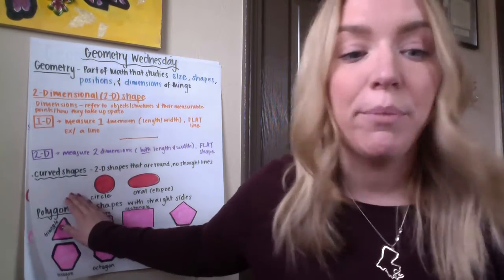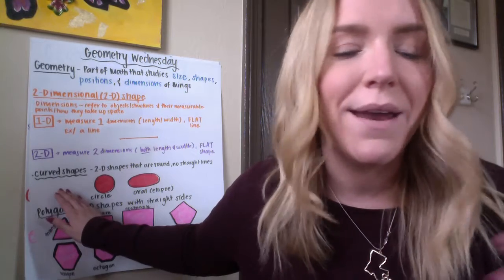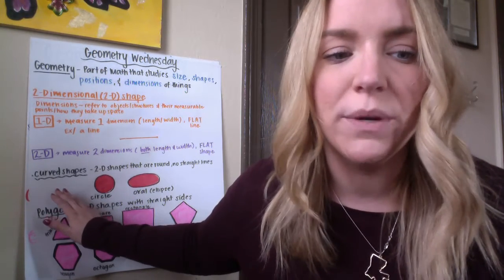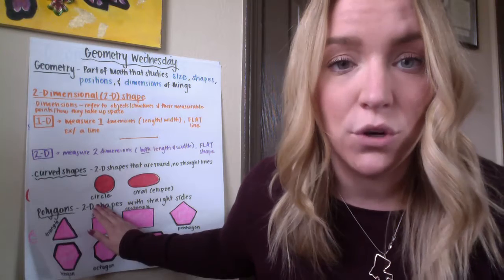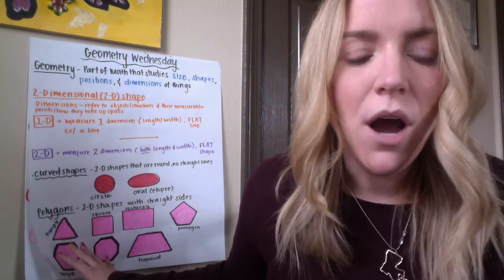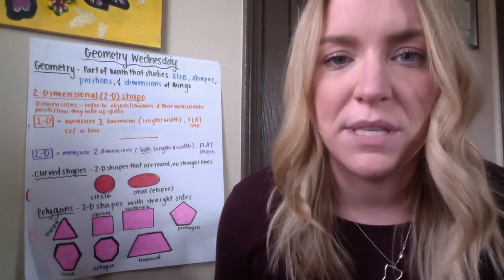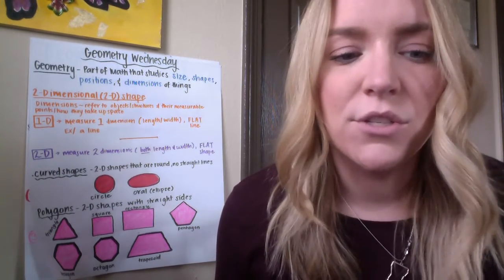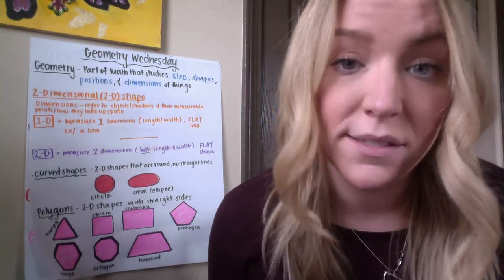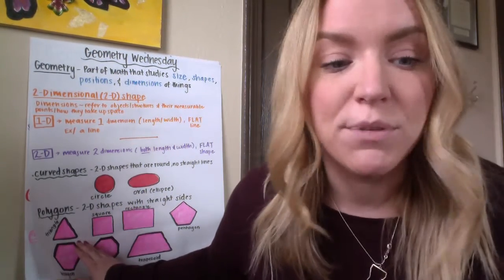So some examples of our two-dimensional shapes, we have curved shapes. Curved shapes do not have any straight lines, no straight edges, and they're round. So two examples of curved shapes, we have a circle and we have an oval or an ellipse. Polygons is just a fancy word for shapes that have straight sides. So a circle and oval are not polygons because they do not have straight sides. They have curved sides. However, most of our shapes are polygons.